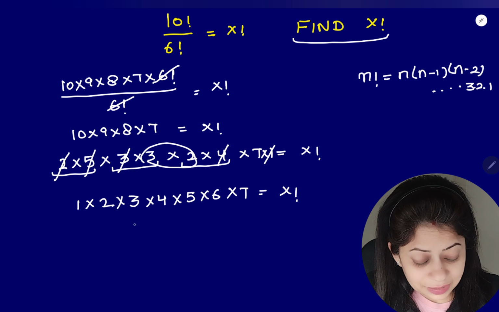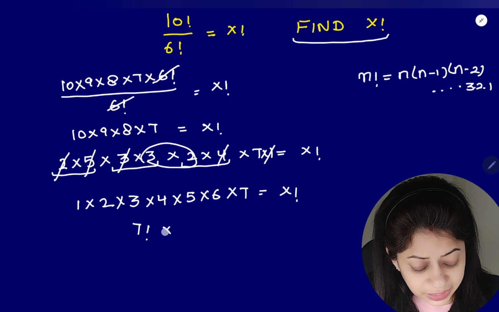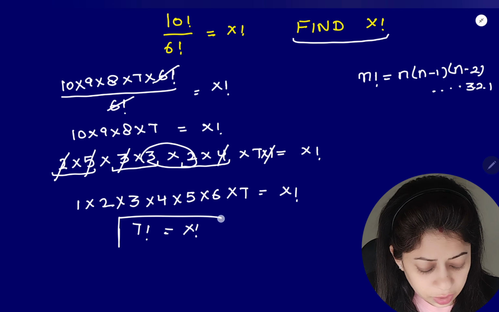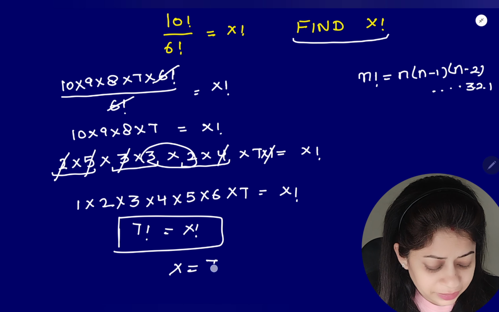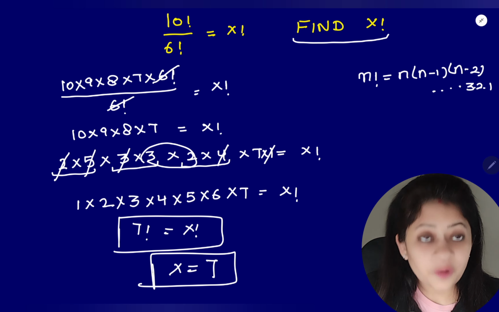If we see, this is actually nothing but 7 factorial. 7 factorial is equal to x factorial. So what is x then? x is equal to 7. I hope you understood this.